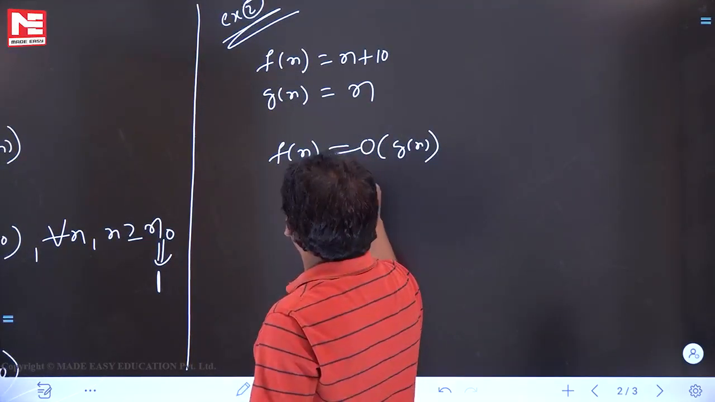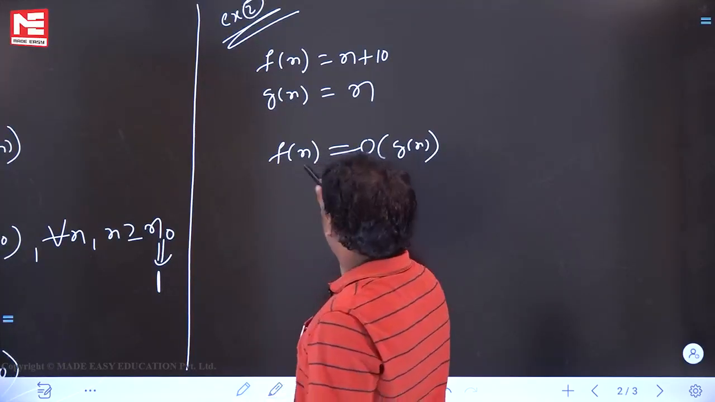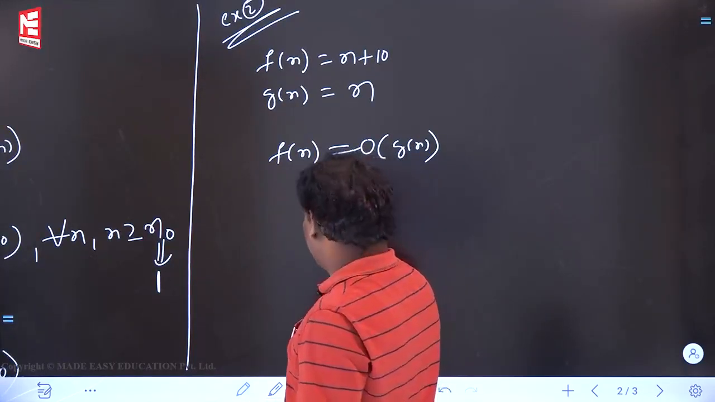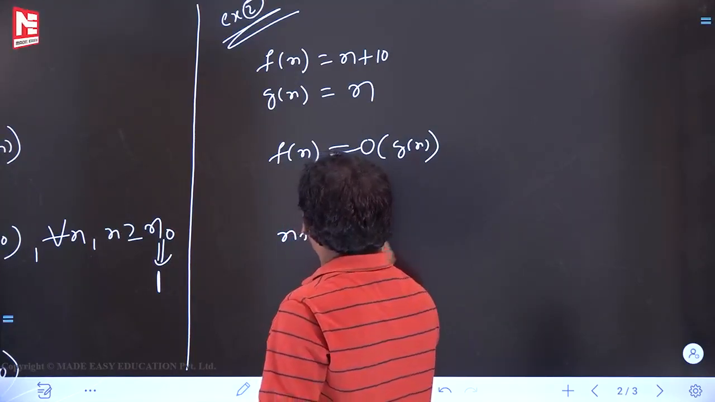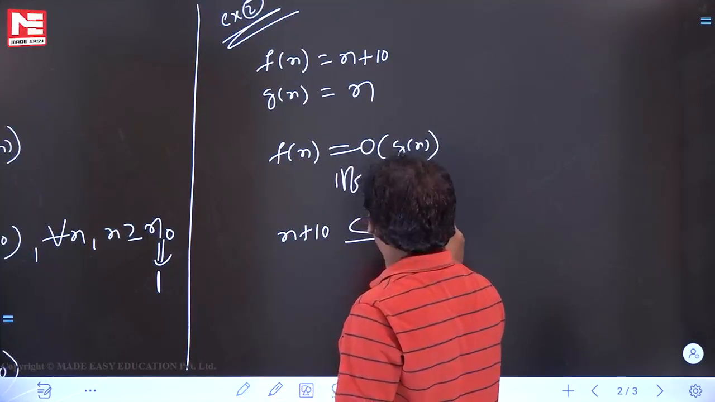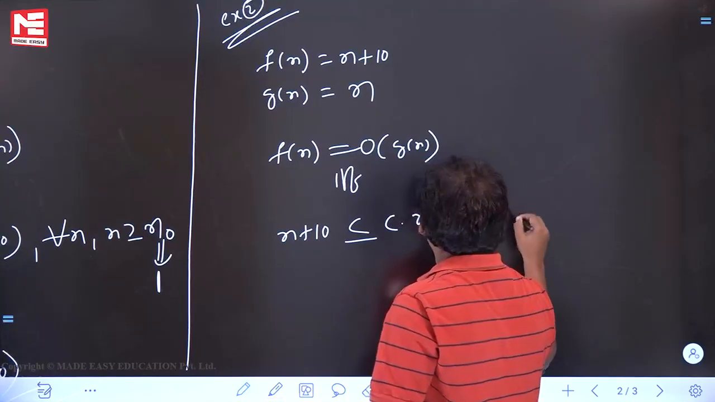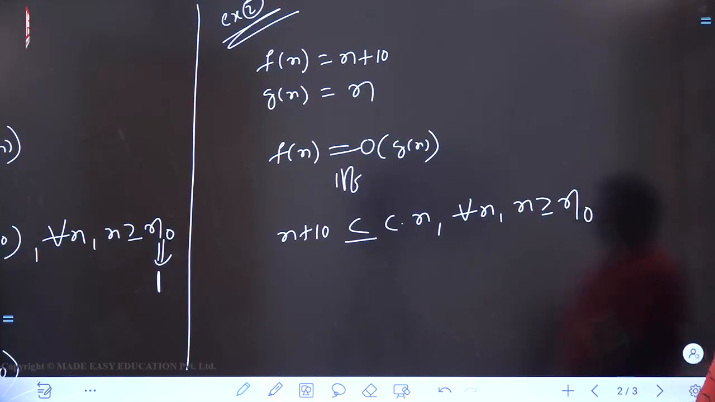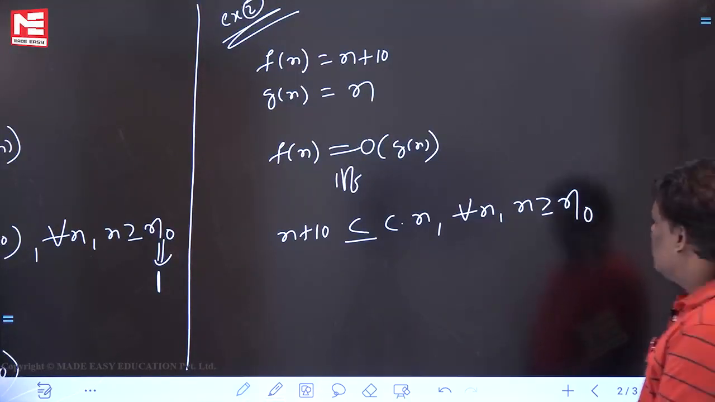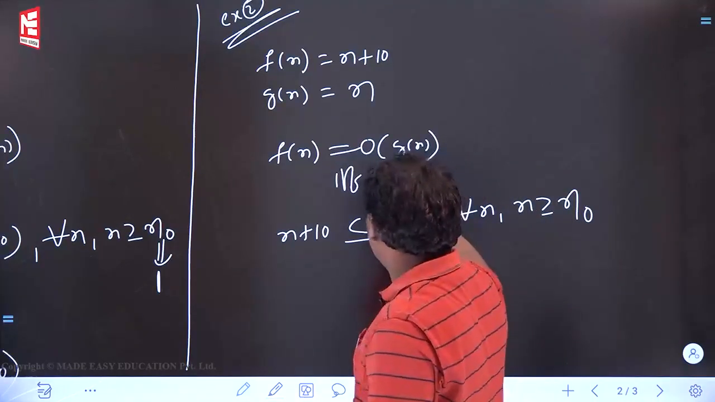If you want to prove it, what is the condition? You have to satisfy this condition: F of n, n plus 10, is less than or equal to some C into G of n, n, for all n where n is greater than or equal to n0. I have to prove it. So, if you want to prove this, let's check whether it is possible or not.